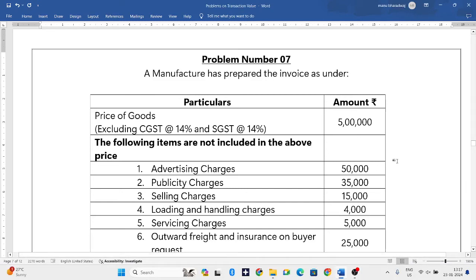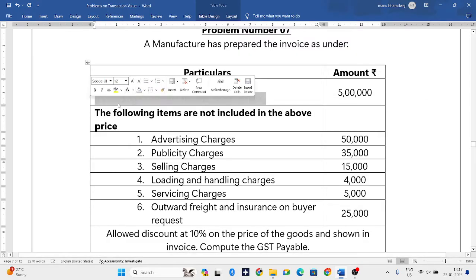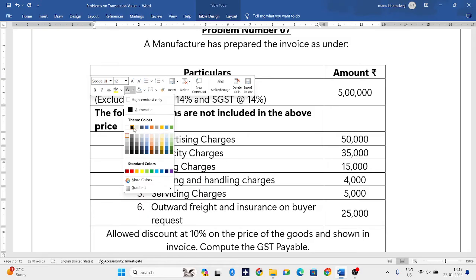In this particular video, we'll solve one more problem related to transaction value. The question is on the screen. Please take a screenshot of the question or at least try to solve along with me so that you'll have a better understanding. They have given the price of the goods, that is 5 lakh rupees, which is exclusive of CGST and SGST. Means there is no GST charged on that. So that is what it means.